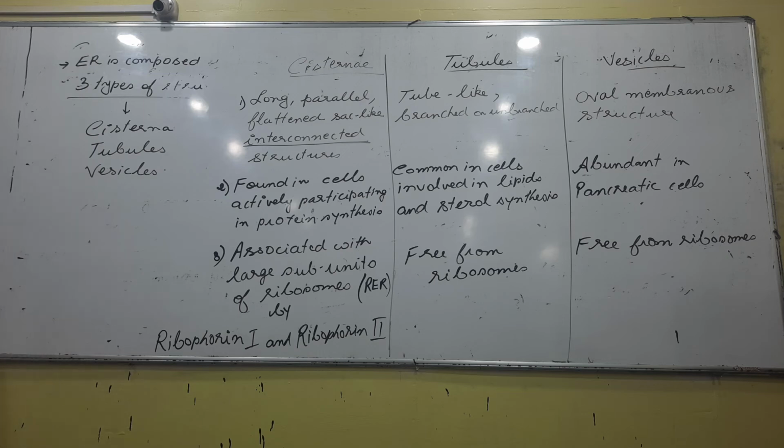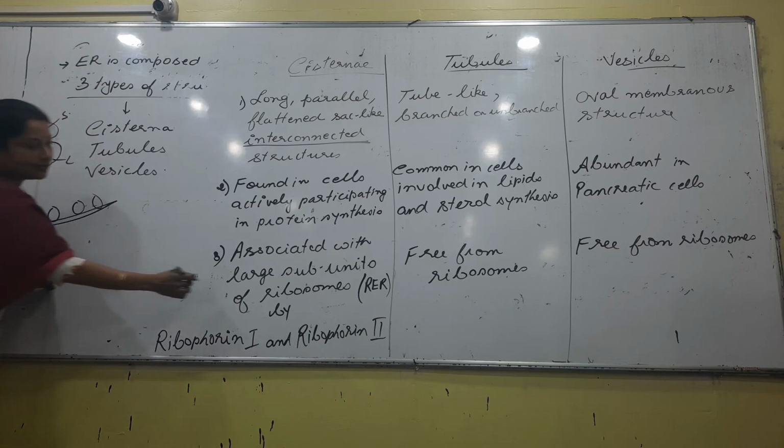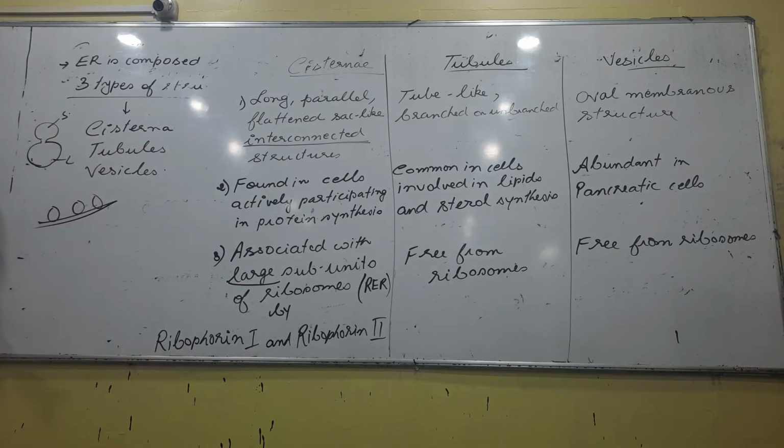So, if you are talking about the cisternae as endoplasmic reticulum, the ribosomes that attach, we know it is something like this. Not exactly, but you have a smaller unit and you have a larger unit. The cisternae will attach to the larger unit of the ribosome, something like this.